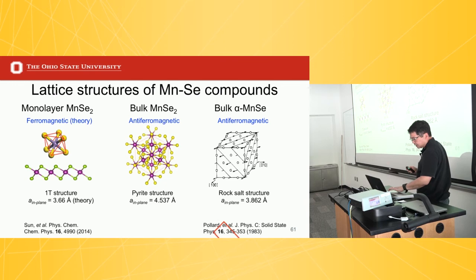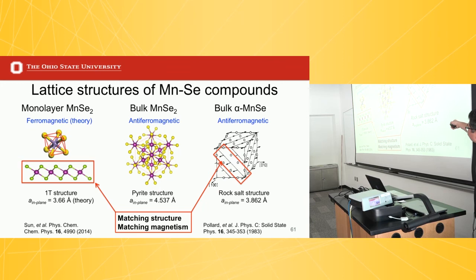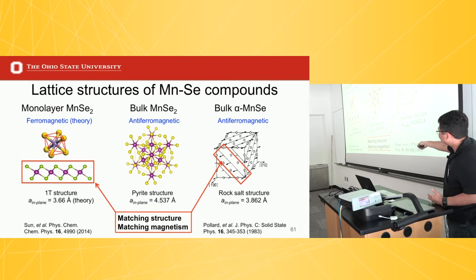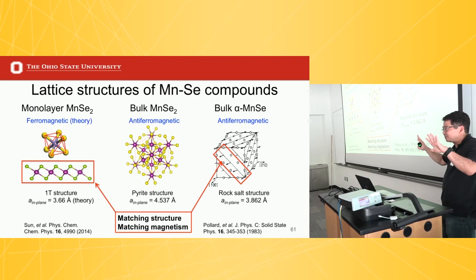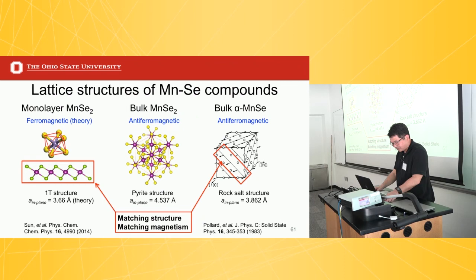And if you just look here, this structure actually matches that structure. So if you're able to grow this material and stop at one monolayer, you're like, I have that stuff too. It's the same thing, right? They have a matching structure, and they also have a matching magnetism. This is supposed to be ferromagnetic, and this plane is ferromagnetic. So they're not that different, okay? So this is the hope in the end.